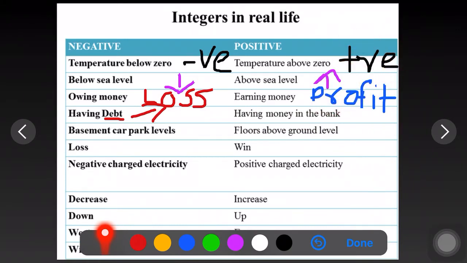Basement car level: sometimes I want to go to my basement. Basement means under the ground. Again I'm talking about under, below, so again it will be in a negative sign. Floors above ground level, again it will be positive. So students, here are the examples where positive and negative numbers are being used.